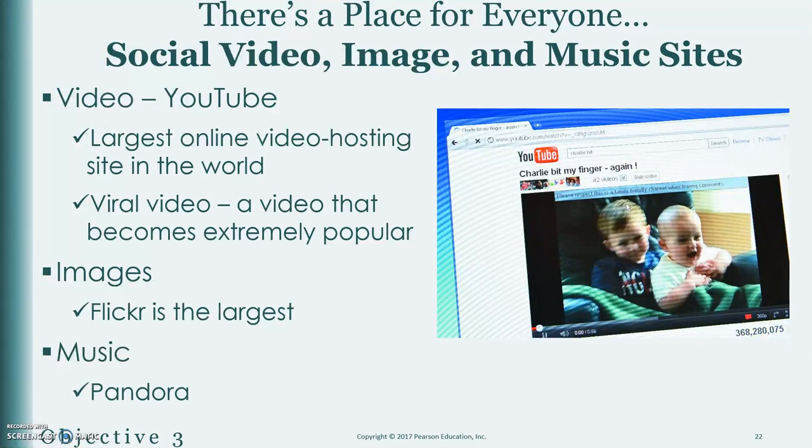YouTube, which is so kindly hosting these videos, is the largest online video hosting site in the world. When a video is said to go viral, it's referring to a video that becomes extremely popular because of recommendations and social sharing. Image sharing sites can be made private or public. Examples include Flickr, PhotoBucket, Shutterfly, and Snapfish. And then there are music sharing sites, and they recommend music based on what you listen to and what your friends are listening to.